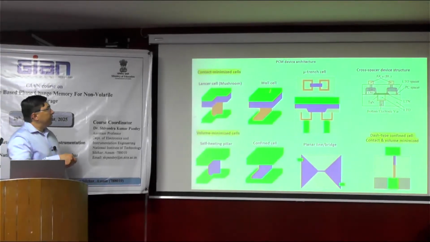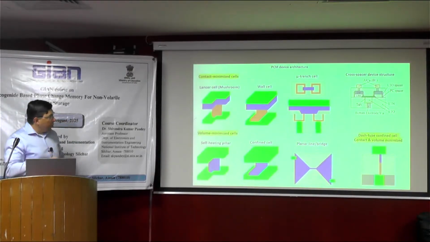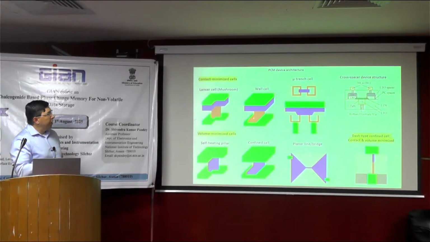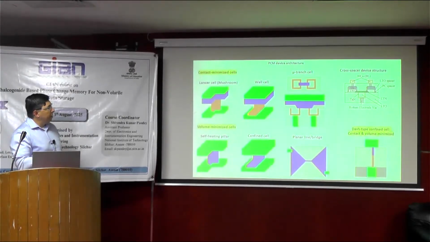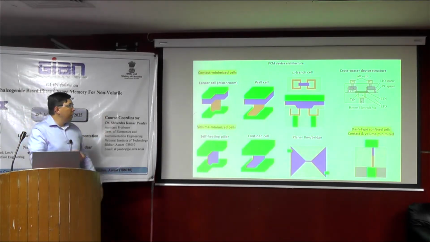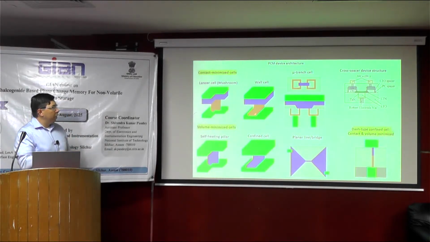The second, this is the wall cell. So here, this is also the same actually, but here you minimize the heater. It's a specially made heater, so it's like a wall. So it's not like here, a round shaped heater. This really goes like a wall. This is because of the lithography.